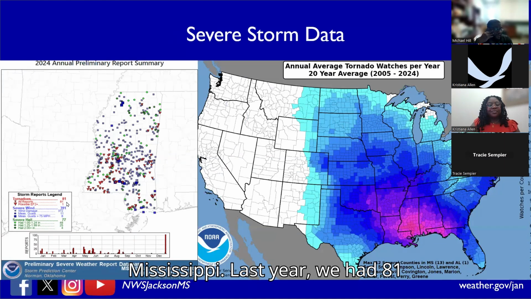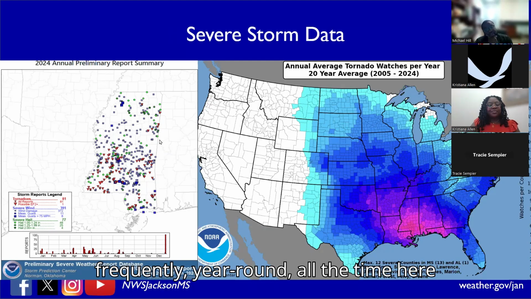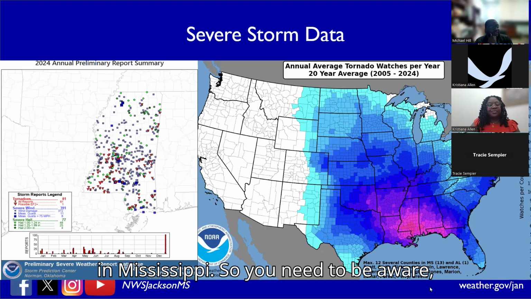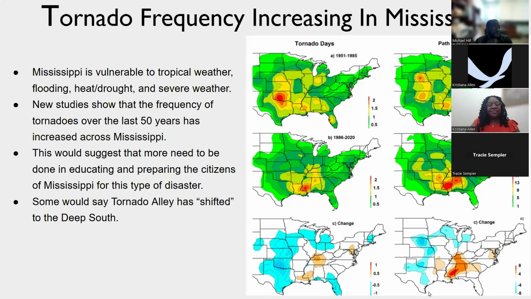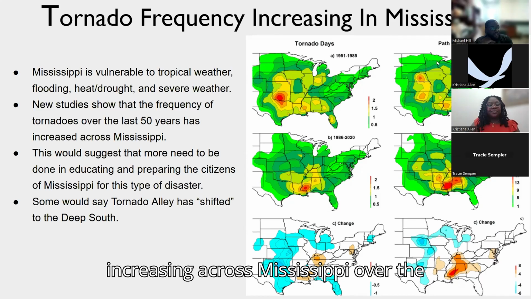Last year, we had 81 tornadoes reported, 391 severe weather reports, and 77 severe hail reports. So we get severe weather frequently, year-round, all the time here in Mississippi. So you need to be aware. The tornado frequency has been increasing across Mississippi over the last 50 years.